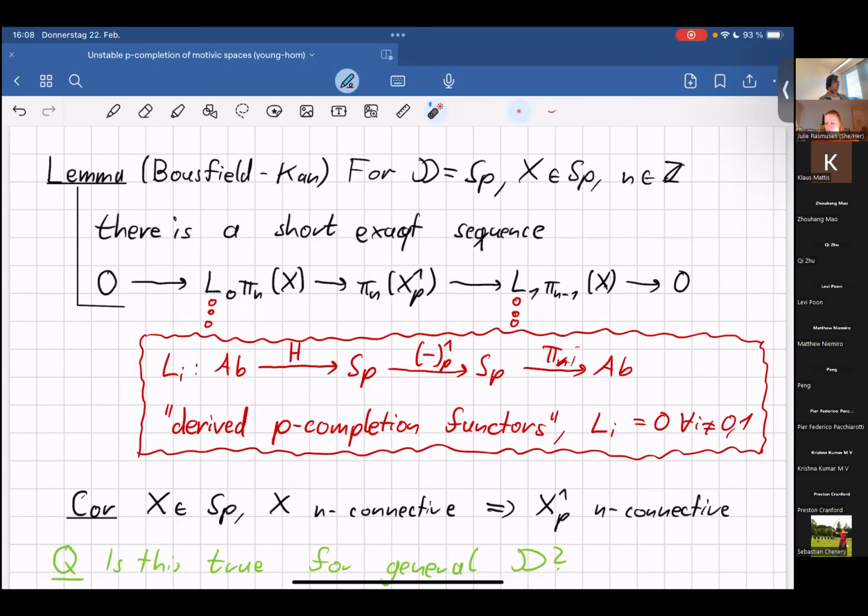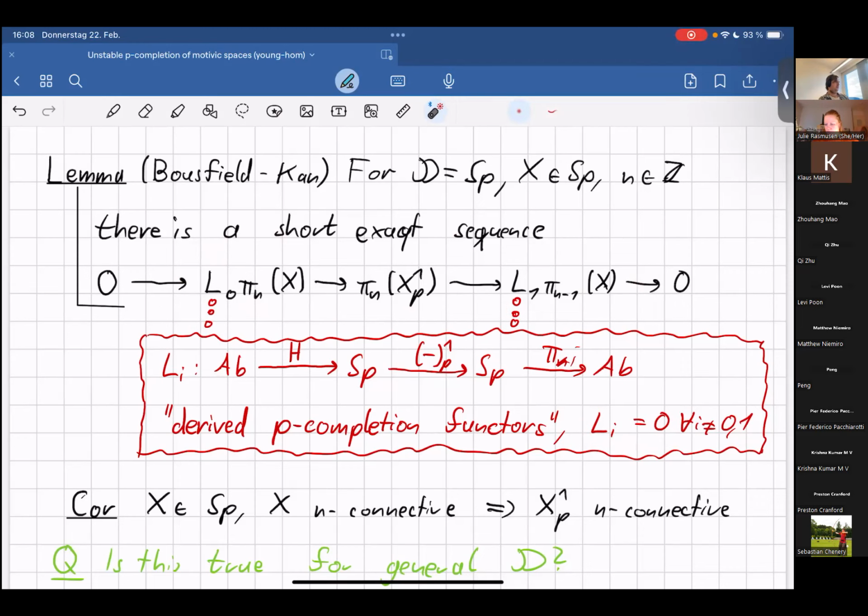These are exactly the functors you probably know from some commutative algebra course or something. And these are the right derived functors of the normal p-adic completion functor on abelian groups. And you can show that these actually are 0, except in the case where i equals 0 or 1, and that they fit into this short exact sequence.